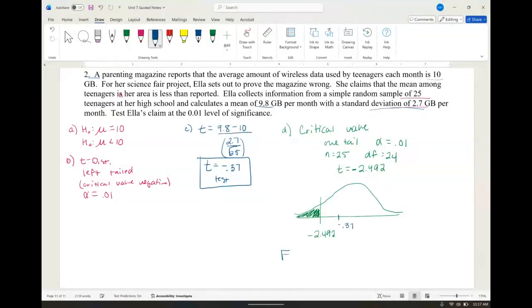So this time we will fail to reject the null hypothesis, which means we actually support what the null hypothesis is saying, and we would say that the information of this 9.8 gigabytes per month is not statistically significant.